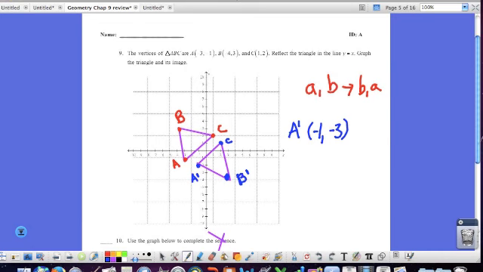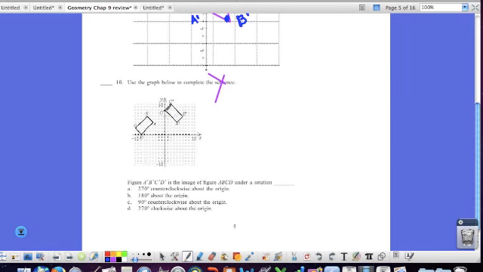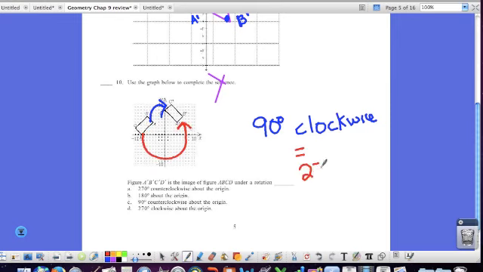And use the graph to complete the sentence. ABCD prime is the image of ABC under a rotation. Okay, if I do it that way, that is 90 degrees clockwise. But they don't have that as a choice. What they have as a choice is 270 counterclockwise. And 270 counterclockwise is the same as 90 degrees clockwise. So A is the correct answer.